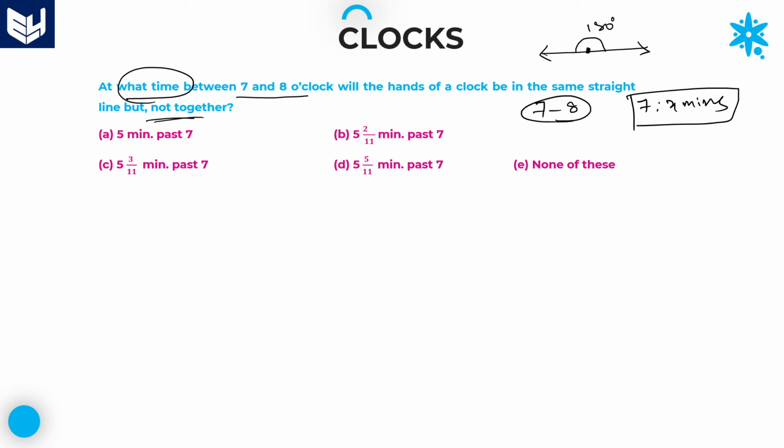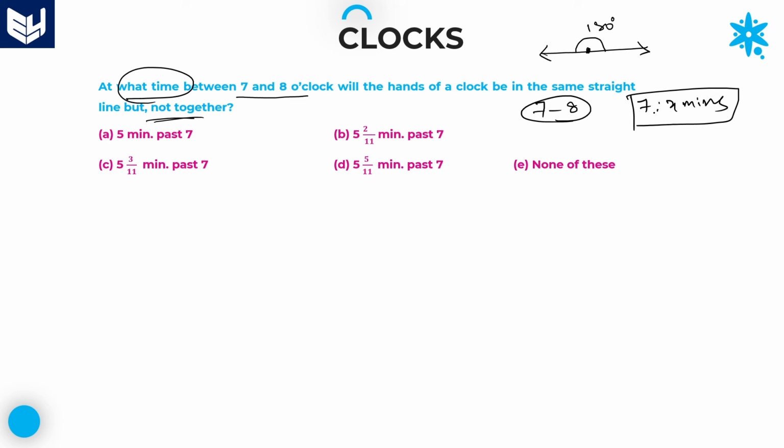He is not mentioning the angle directly. He indirectly mentions that both are in the same straight line but not together, which means obviously they are in opposite directions, as in the previous problem. In the previous problem, he directly mentioned that both hands are in opposite directions, meaning 180 degrees. But here he mentioned it in such a way that both are in the same straight line but not together. The meaning of this sentence is the same: in both cases, the angle is 180 degrees.